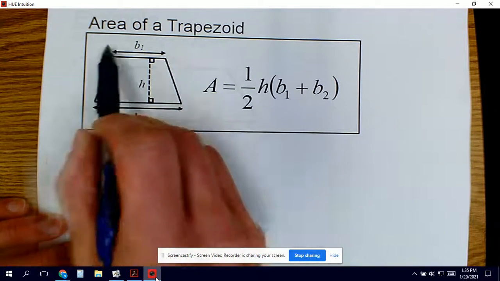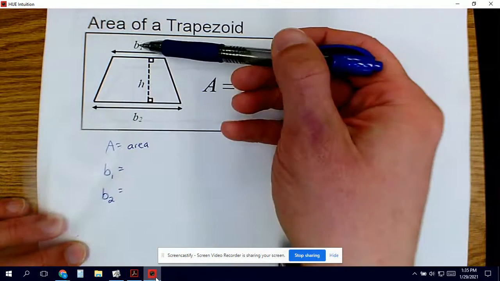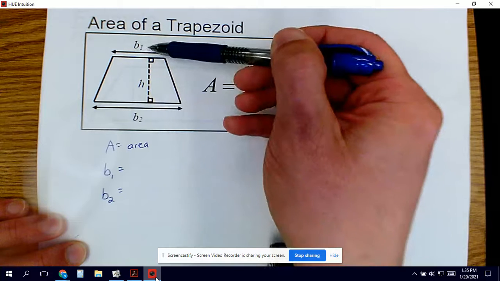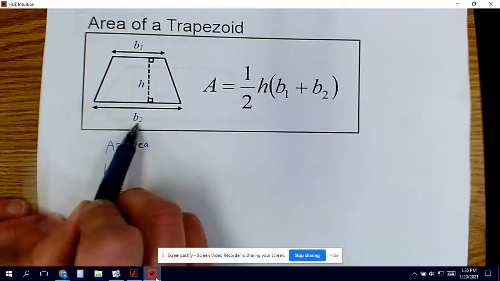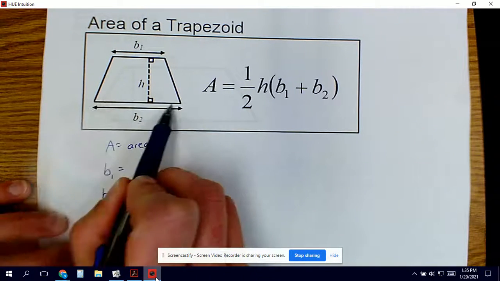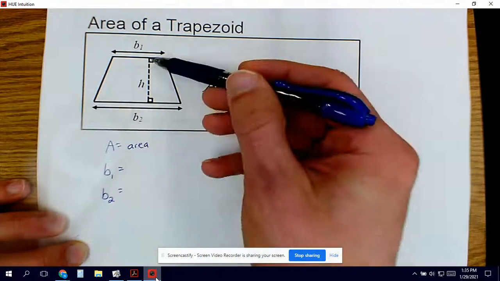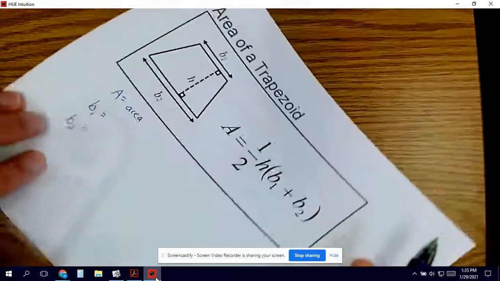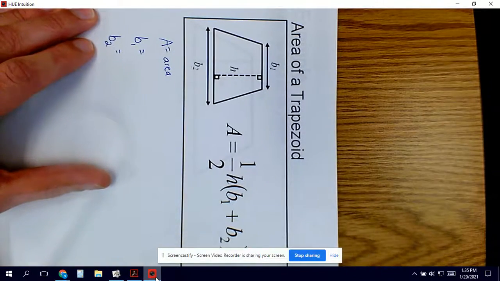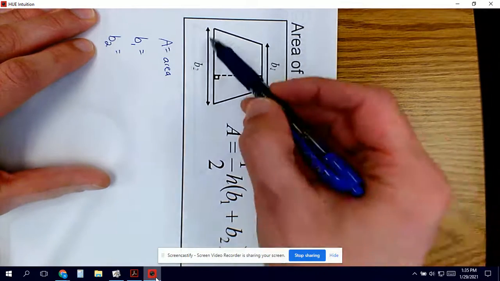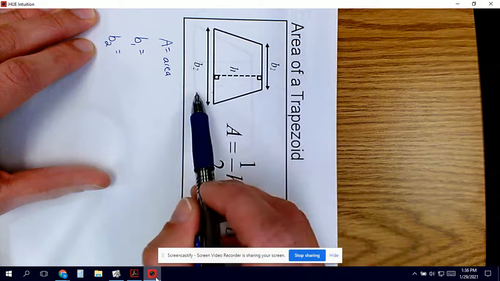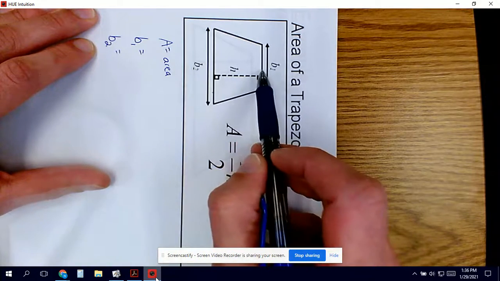And if you look at our diagram, where do you notice that the bases are located? The bases of the trapezoid are the two sides that are parallel to each other. In this case, the top and the bottom. Now I could have this same trapezoid and it could be rotated 90 degrees, and the bases would still be the two parallel sides. Just in this orientation, it would be the left side and the right side.